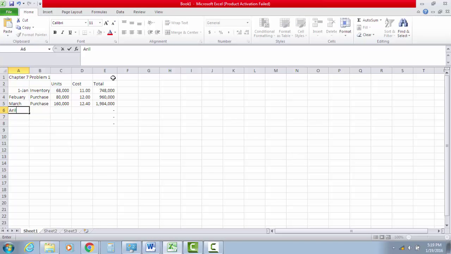April, we purchase, oh no, April, do we purchase anything? Nope, sorry. Reverse that. May, we purchase 120,000 units at $12.60. July, we purchase 200,000 units for $12.80.